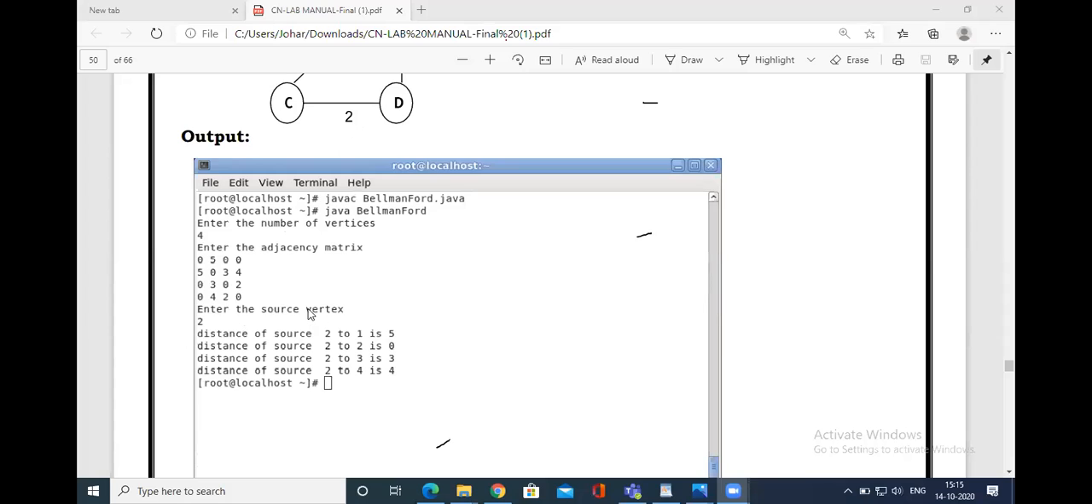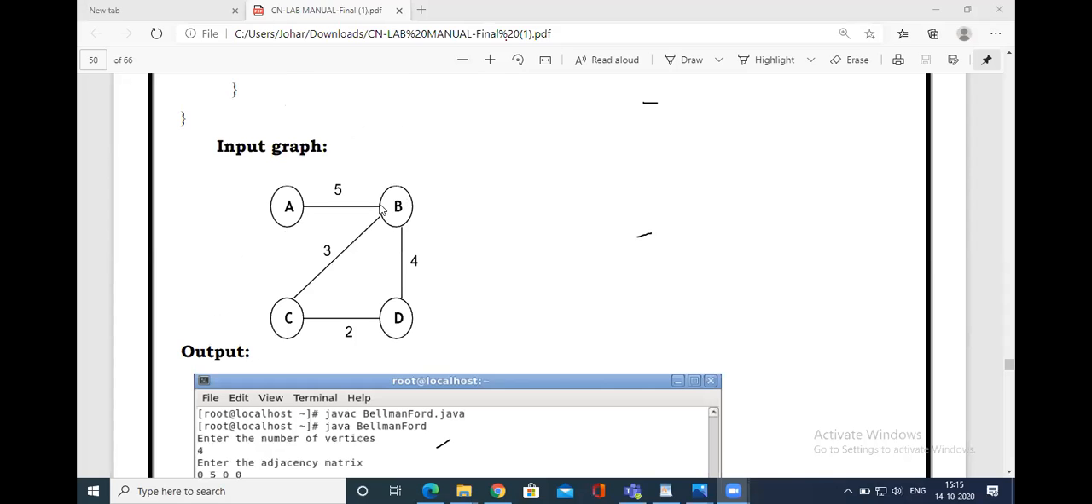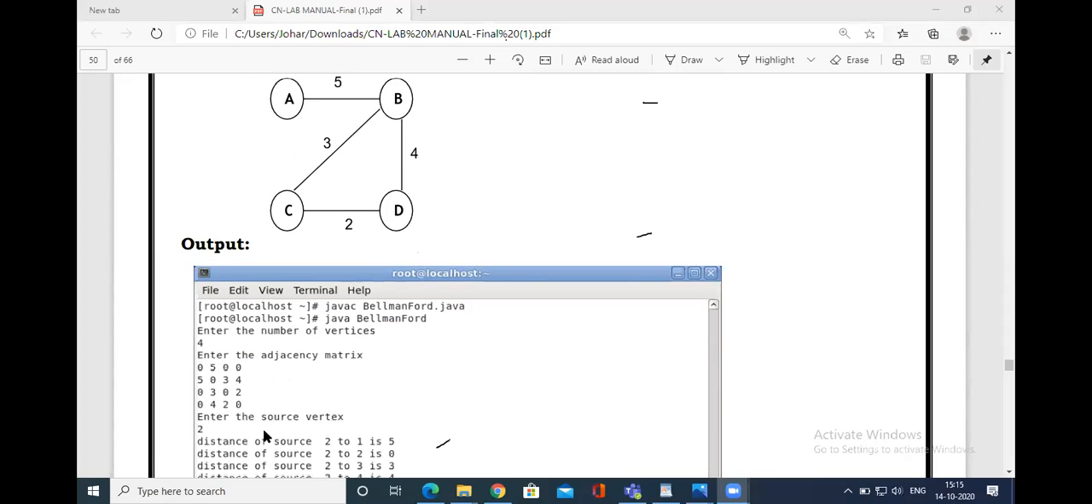Then you have to enter the source vertex. The source vertex, as I said, is B. Okay, so enter the source vertex, it is 2. From 2, you have to find the shortest path. This is 1, this is 2. Just focus here. This is 1, 2, 3, 4. So the distance from source vertex 2 to 1, from 2 to 1, it is 5, the shortest path.